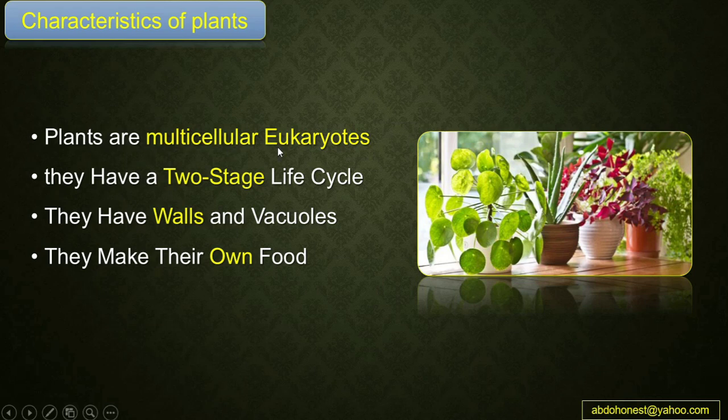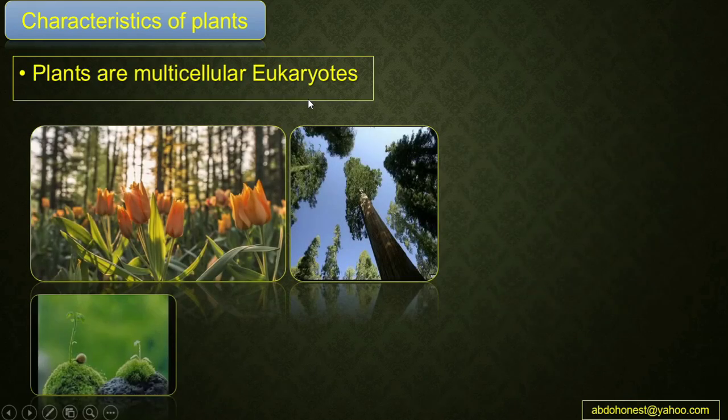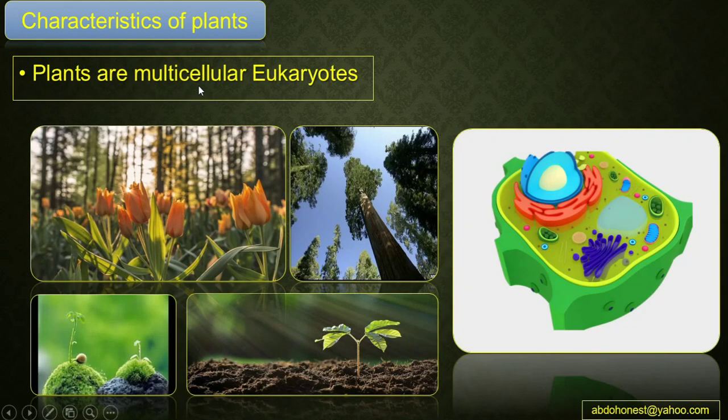So the first one, guys, all the plants are multicellular eukaryotes. Multicellular, which means they are made up of more than one cell. So they have many cells. There is no unicellular plant. All the plants are multicellular organisms, starting from the tiniest plant in the world to the huge sequoia plant, which is a very large, huge plant.